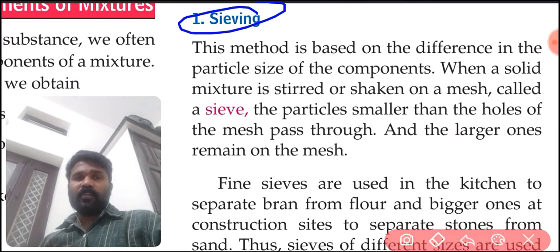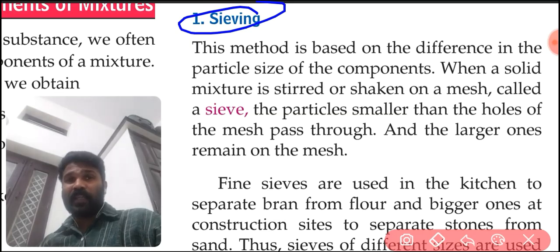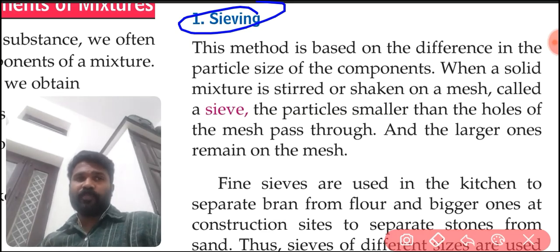In this method, what are we doing? This method is based on the difference in the particle size of the components. When a solid mixture is stirred or shaken on a mesh called a sieve. Clear? Sieve. We use a sieve at home, in the preparation of tea. Your mother is using this sieve. So here also we are using a sieve for the sieving process. The particles smaller than the holes of the mesh pass through and the larger ones remain on the mesh.